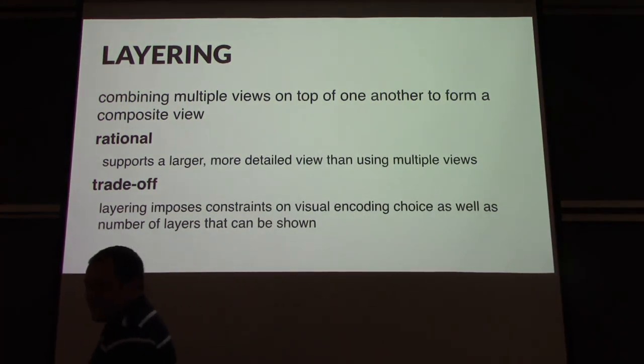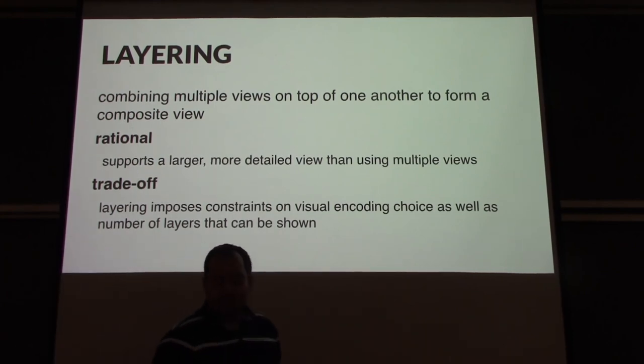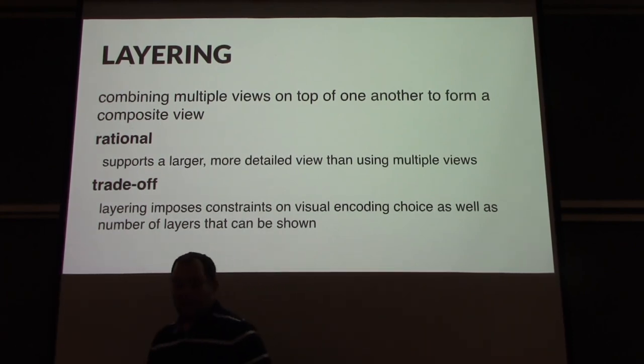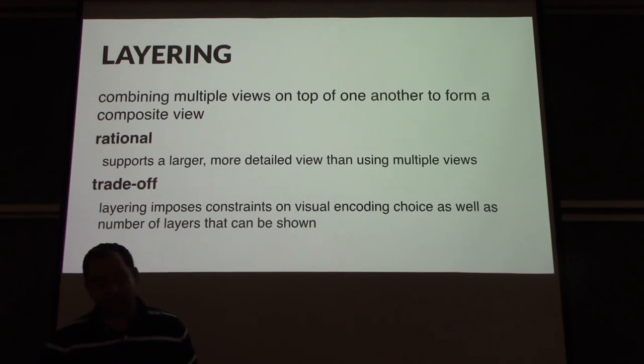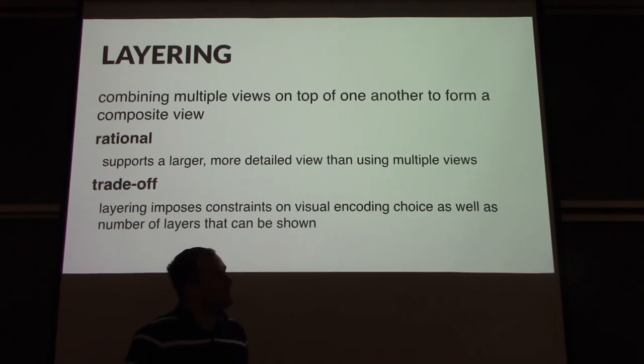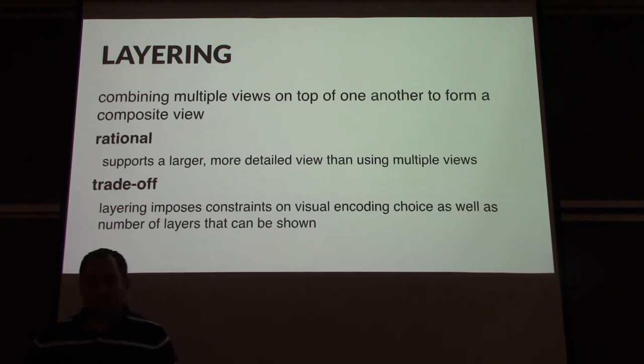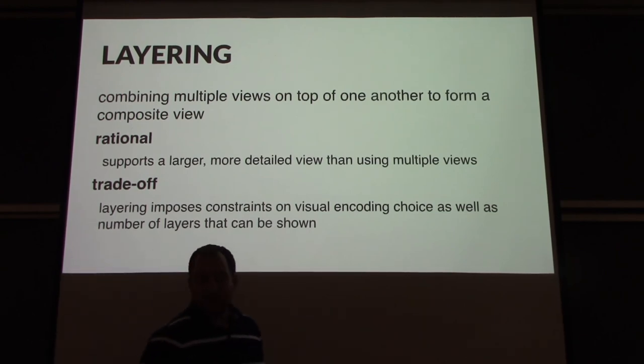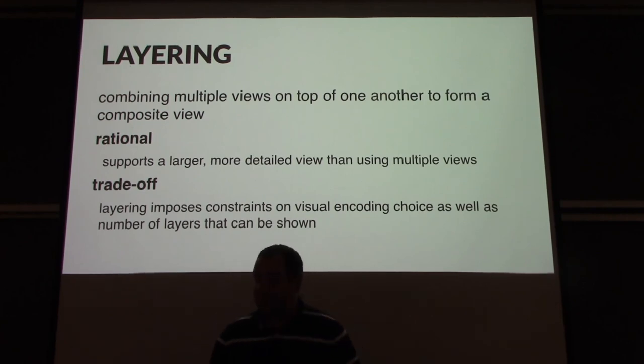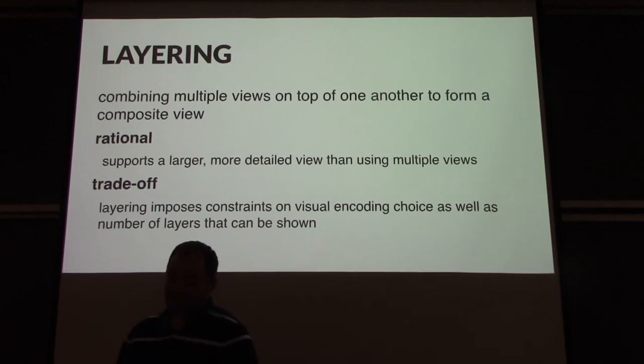Layering is essentially when I try to combine multiple views on top of one another to form a composite view. And the rationale here is that we can get larger and more detailed views than when we use multiple views. But it imposes constraints on what we can do. We ideally have to have the same scale, and we will get visual clutter.